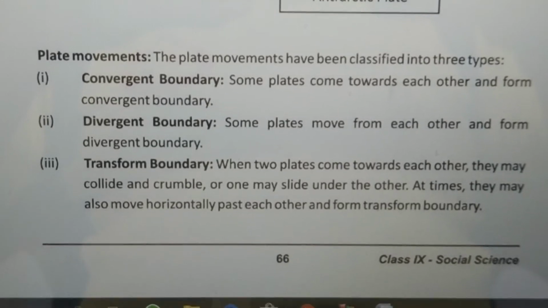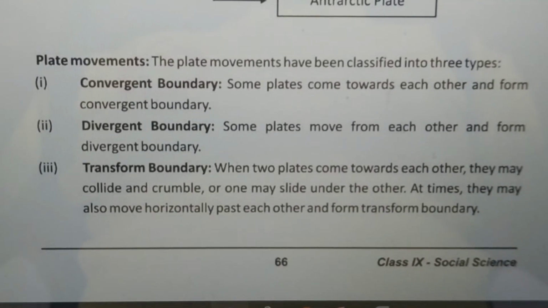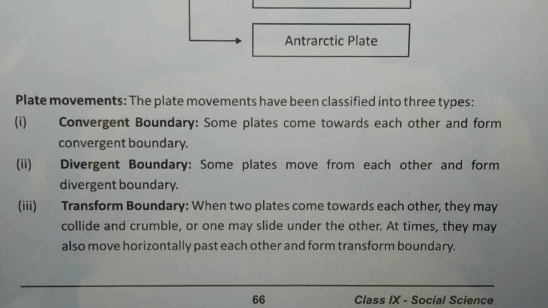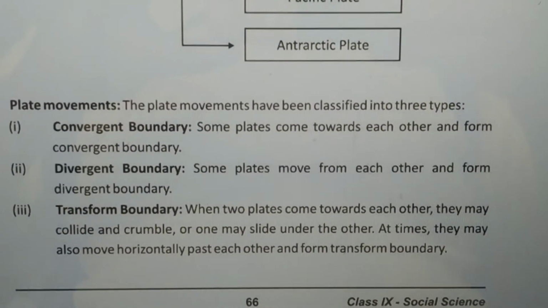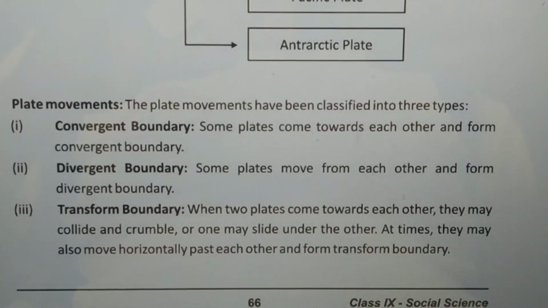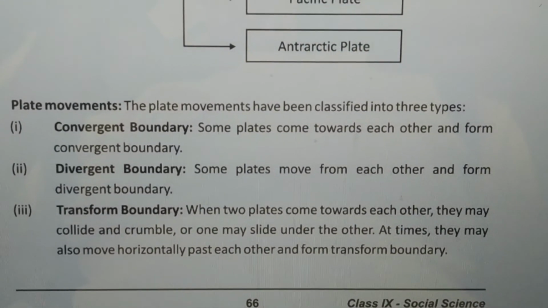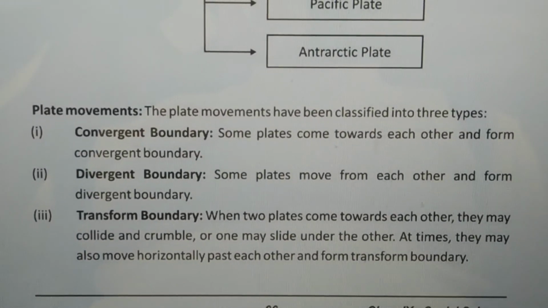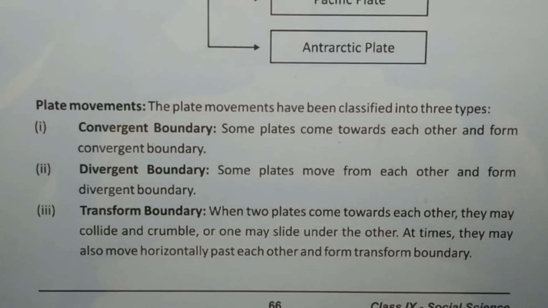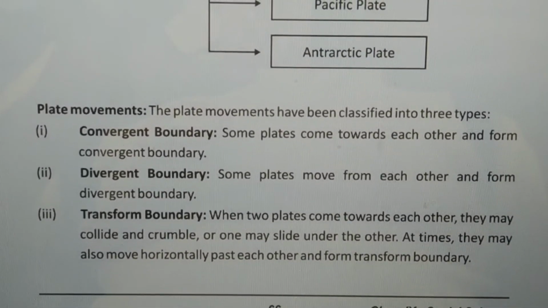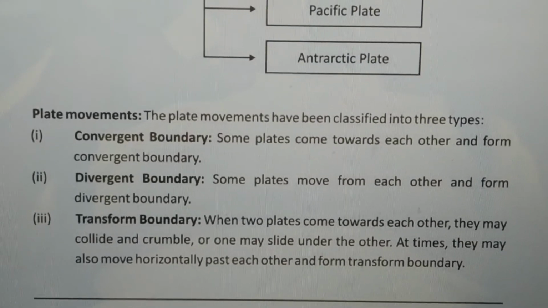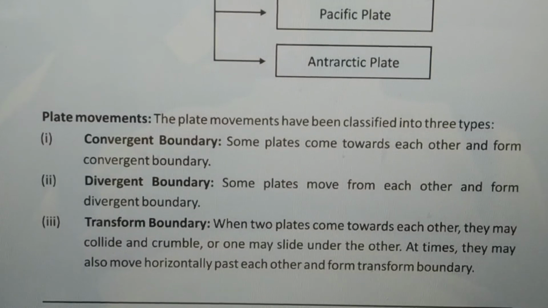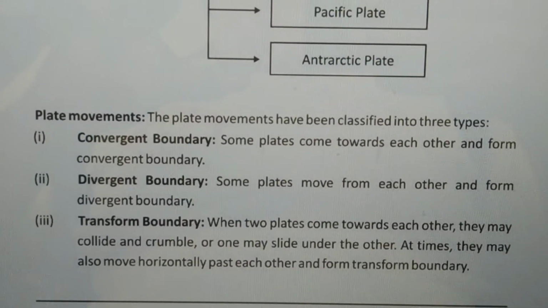So let's see the second one, the divergent boundary. So what is a divergent boundary? Some plates move away from each other and form a divergent boundary. Means here the plates are going to separate, they are going to depart from each other. They are not going to come closer because they are going to move apart from each other. So the divergent boundary is formed due to the plates which move away from another plate.